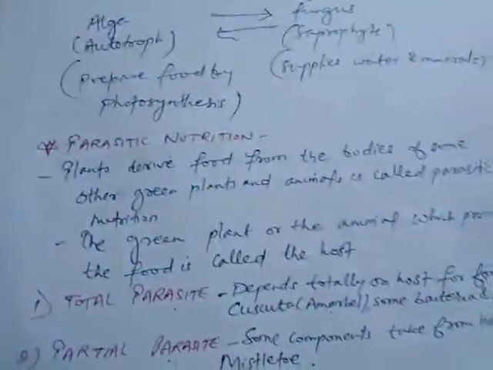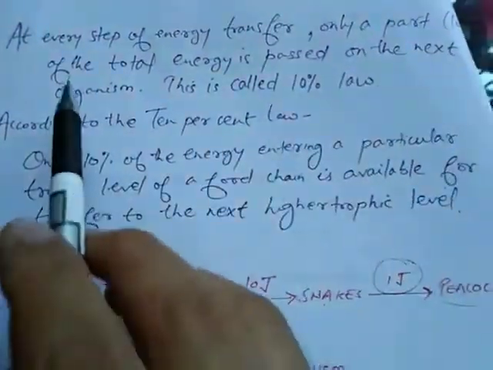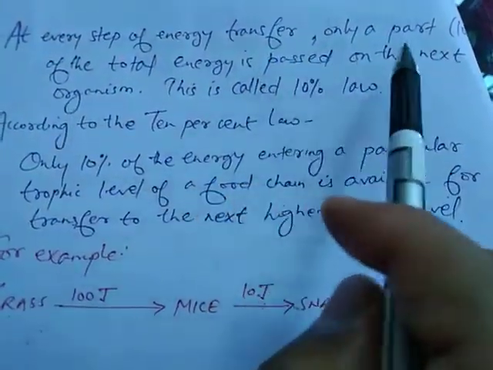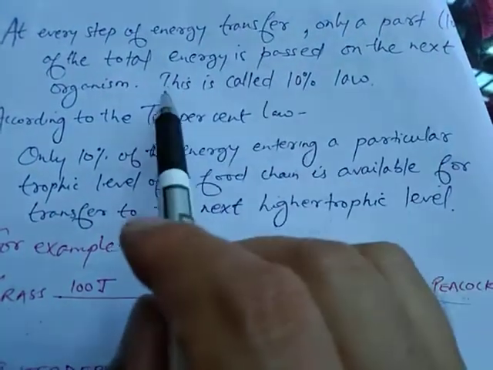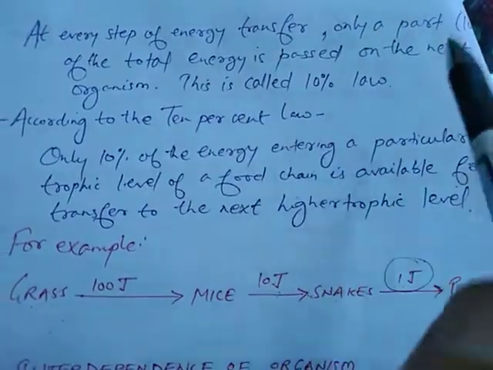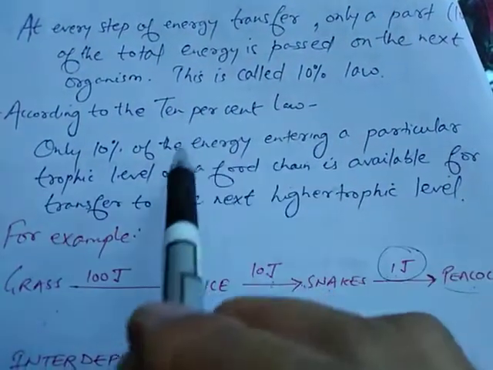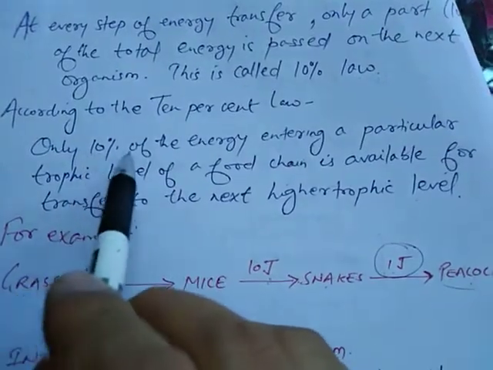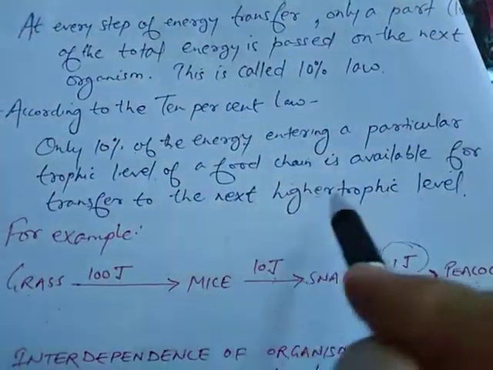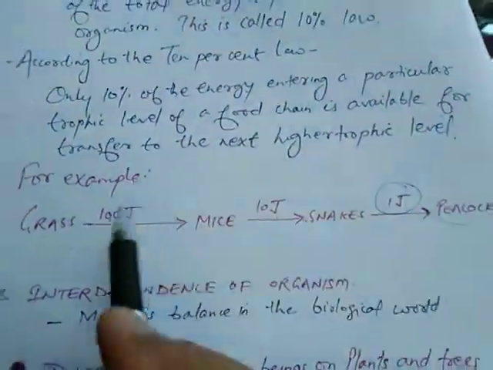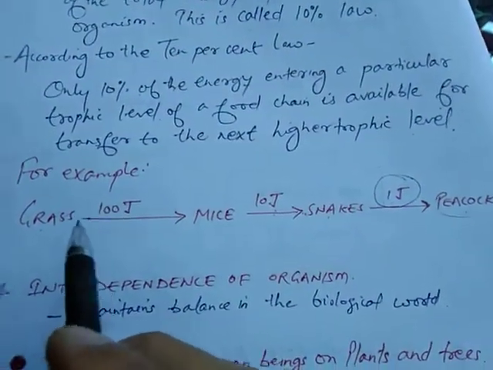Next friends, you can see at every step of energy transfer, only a part, that is 10% of the total energy, is passed on to the next organism. So this is called the 10% law. According to the 10% law, only 10% of the energy entering a particular trophic level of a food chain is available for transfer to the next trophic level. Now with an example you can understand this better.